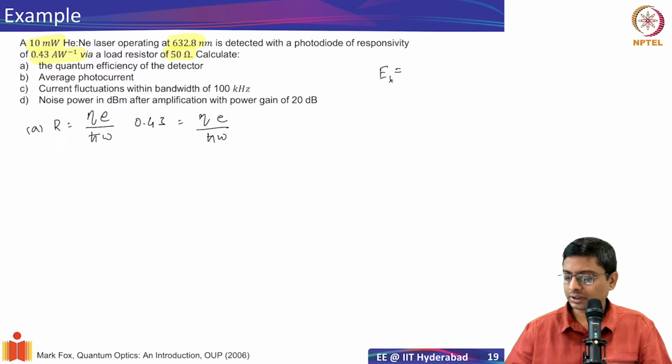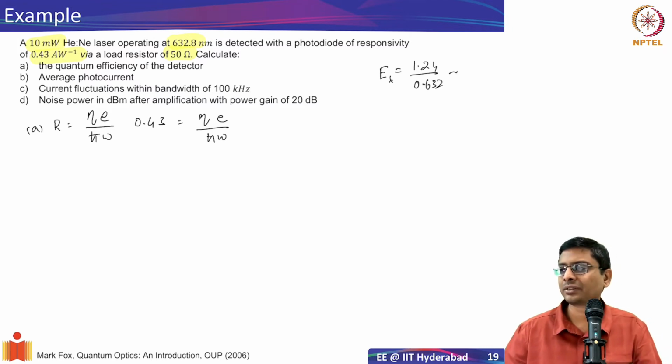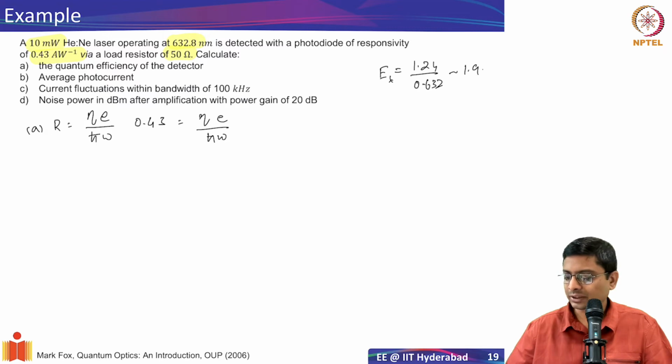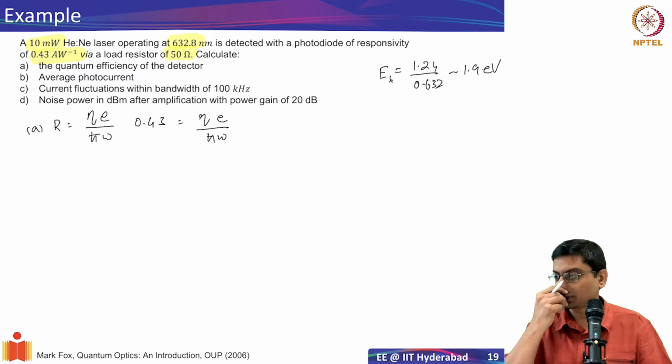E of photon is going to be 1.24 divided by 632 in microns, so it's 0.632. That will be roughly 1.9, 1.95 or something. Okay, 1.93 or something. So 1.9 eV. This is my energy of the photon.